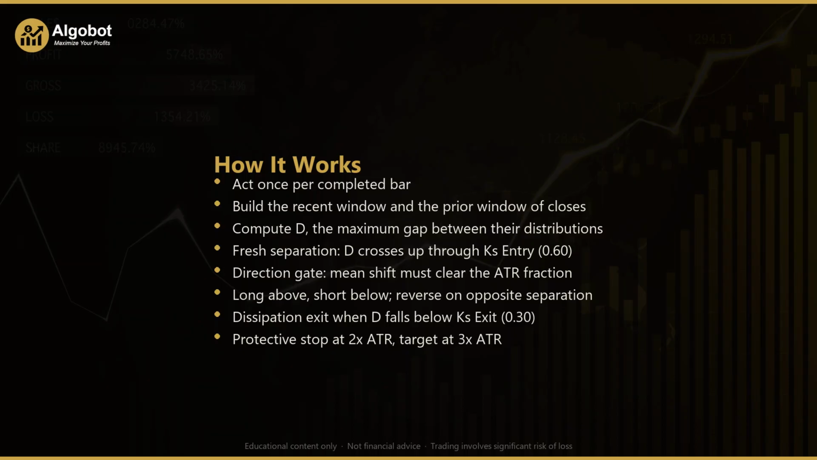There are two more ways a trade can end. First, reversal. If the strategy is long and a fresh separation prints in the opposite direction, it closes and flips. Second, dissipation. If D falls back below the KsExit level, defaulting to 0.30, the distributions have re-merged, the breakout has decayed back into a range, and the position is closed. The code also keeps the exit level safely below the entry level, so a trade can never open and instantly fail its own exit test.